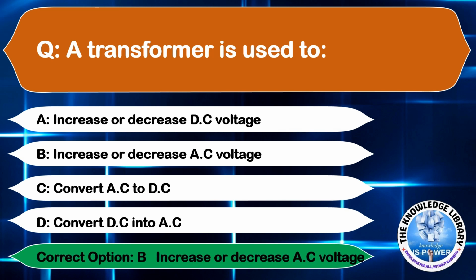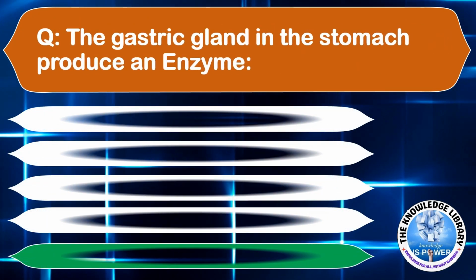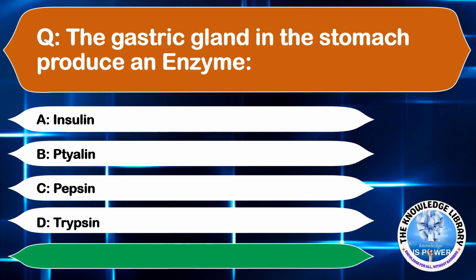The next question is, the gastric gland in the stomach produces an enzyme. A. Insulin. B. Ptyalin. C. Pepsin. D. Trypsin. The correct answer is option C, pepsin.